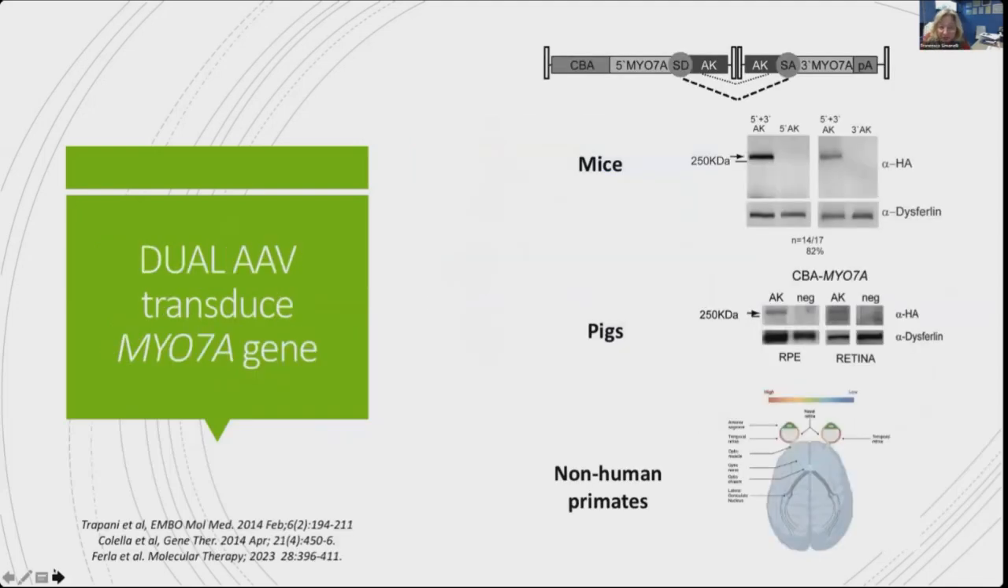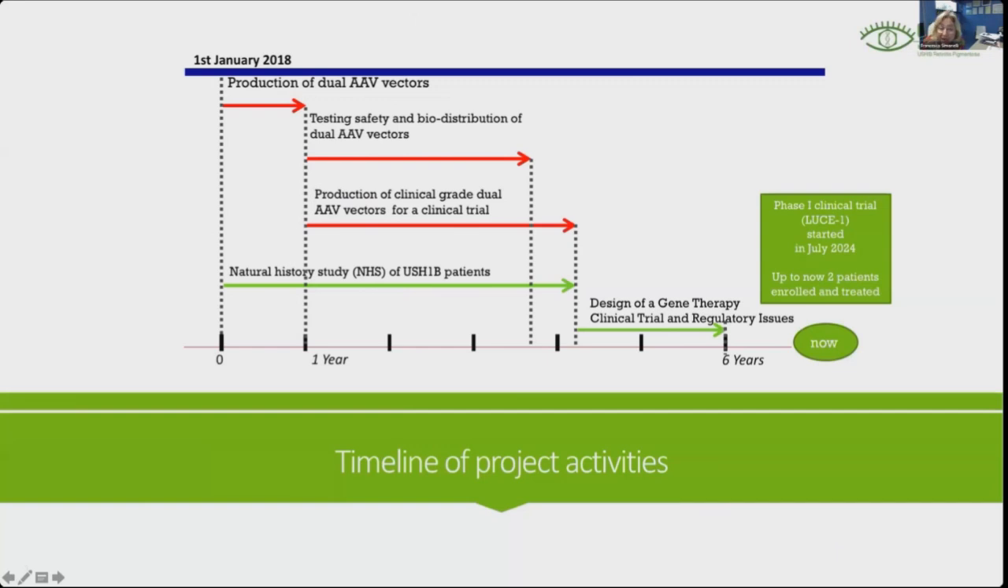And Professor Alberto Auricchio's team demonstrated that dual AAV transduce myosin 7A gene in animal models: mice, pigs, and non-human primates. We began this project in 2018. The project is composed by two parts, a preclinical part and a clinical part.